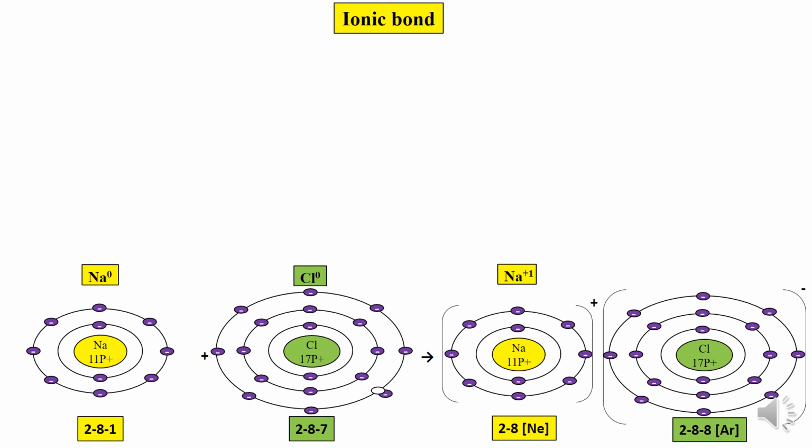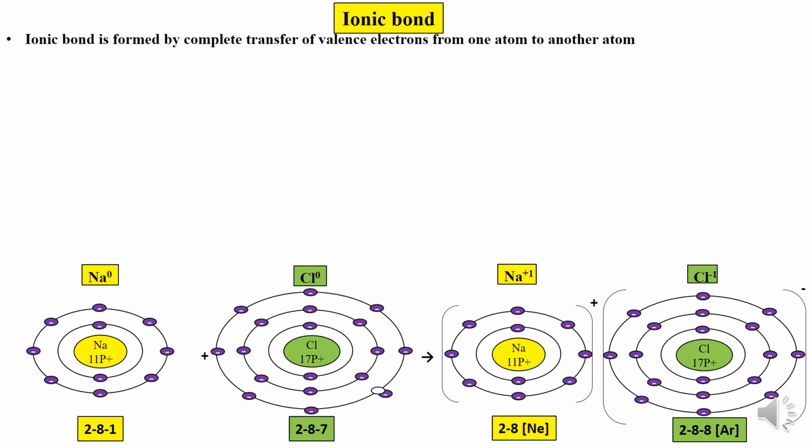So sodium, after losing the electron, has attained a positive oxidation state of +1. And what about the chlorine atom? Chlorine atom, after gaining electron, has attained the negative oxidation state of -1. So sodium has lost 1 electron and chlorine has gained 1 electron, and therefore sodium has a positive oxidation state of +1, while chlorine, after gaining electron, has taken a negative oxidation state of -1.